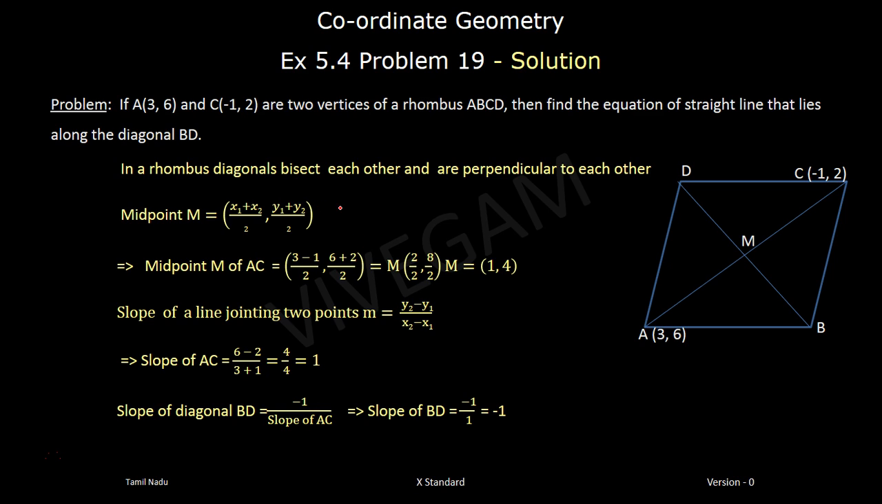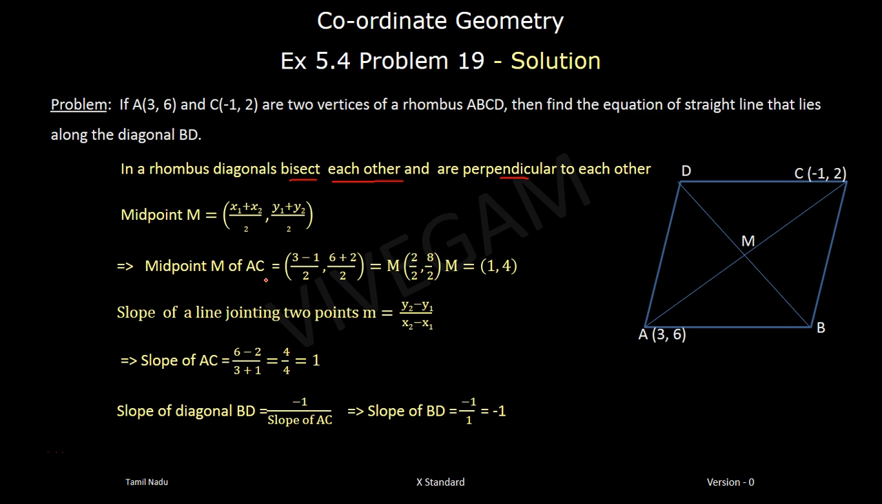The solution. So the key point is, in a rhombus, the diagonals bisect each other and are perpendicular to each other, right? That is a key point. So the midpoint of AC is also the midpoint of BD, and the slope of AC will be the negative reciprocal of the slope of BD, or the product of the two slopes is minus 1.